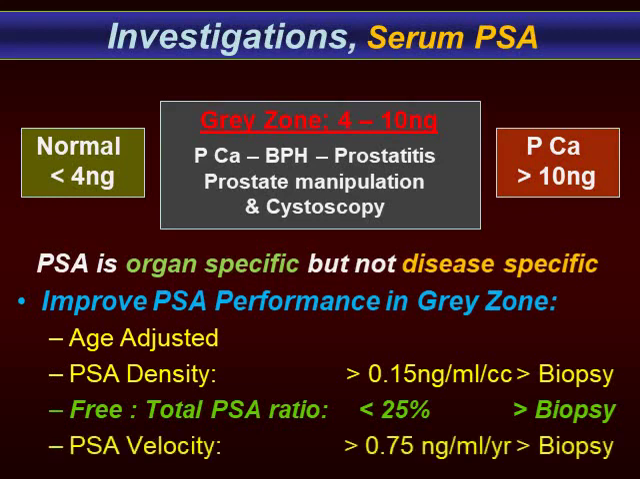PSA velocity requires three measurements of PSA on 3 different occasions over a period of time. Then I see through this velocity how fast the PSA is progressing. If it is progressing too fast, this would be more likely to be malignancy, and this patient would require biopsy. These are tools which help me with the patient in the gray zone. These parameters are only applied to the patient in the gray zone, where I couldn't tell if it is a benign or malignant condition. So these tools would help me decide if it's more likely to be benign or malignant.